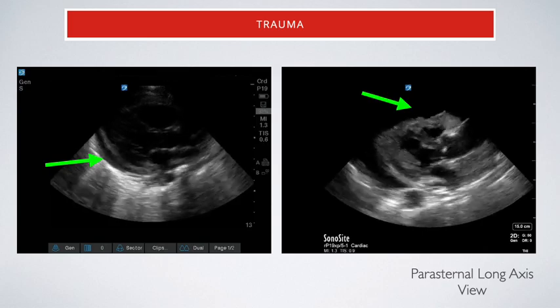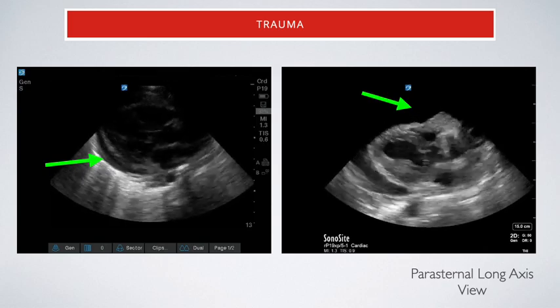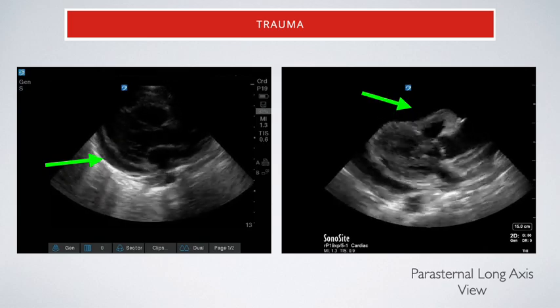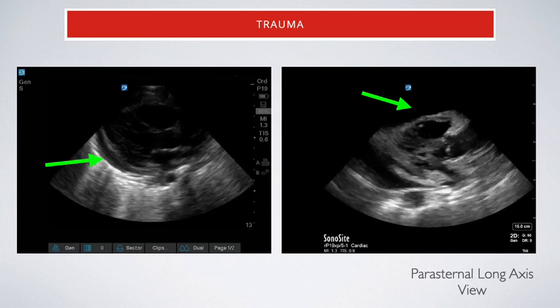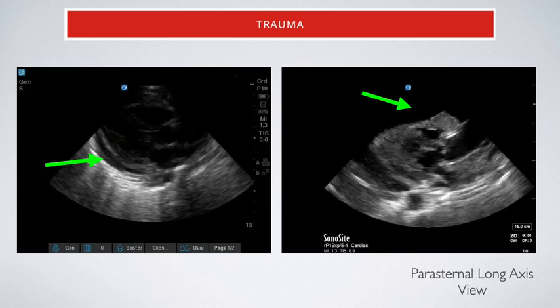Here are 2 examples of pericardial effusions from the parasternal long axis view. On the left is a small pericardial fluid collection, and on the right is a significantly larger one. Notice also on the right that there is diastolic collapse of the right ventricle, indicating the presence of pericardial tamponade.